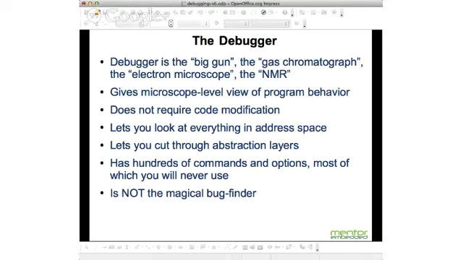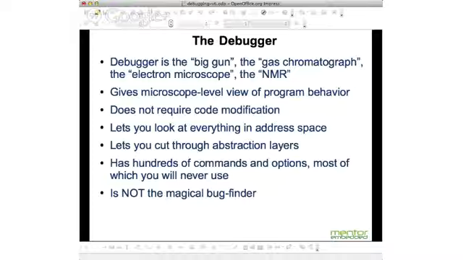The debugger will have hundreds of commands, hundreds of options. Most of them you will never use. I've been using GDB for 25 years or so, and I've maybe gotten up to half of its commands and features at this point. So there's a lot of stuff in there. A lot of the things are very special purpose. They're coded up for somebody and left in the debugger on the off chance that maybe somebody else will find them useful later.